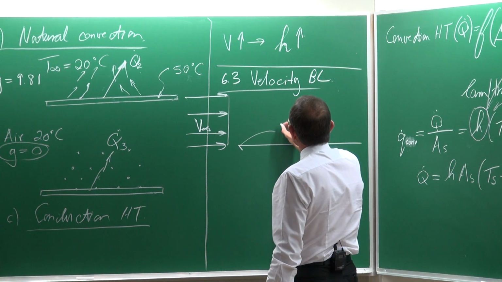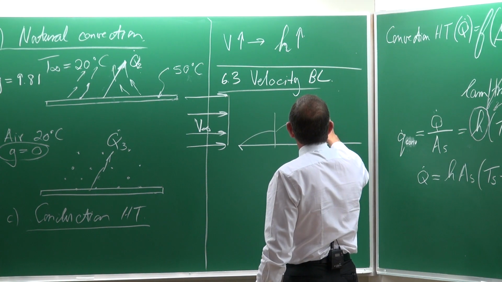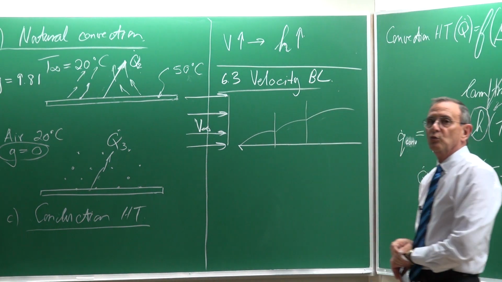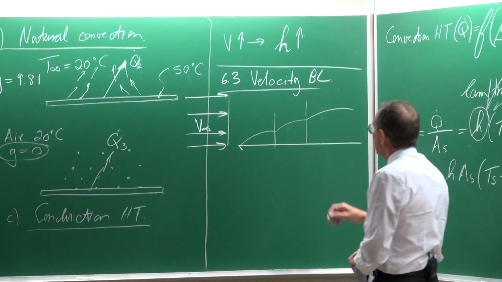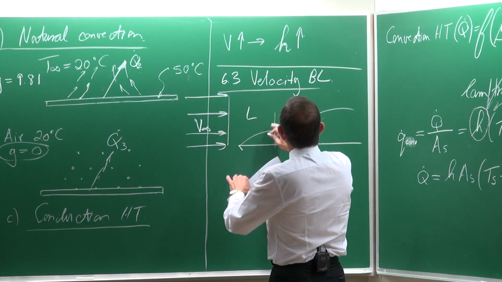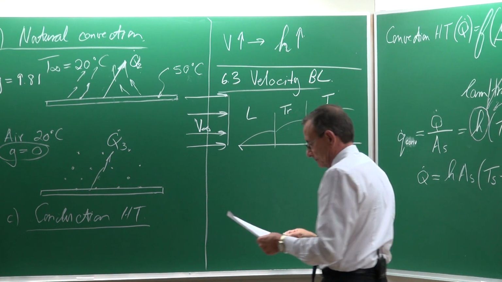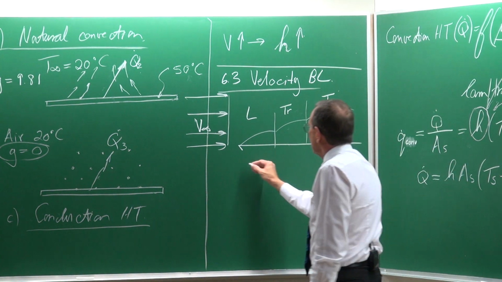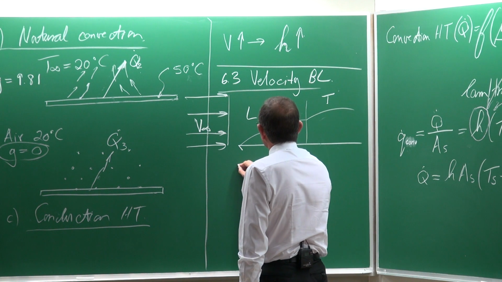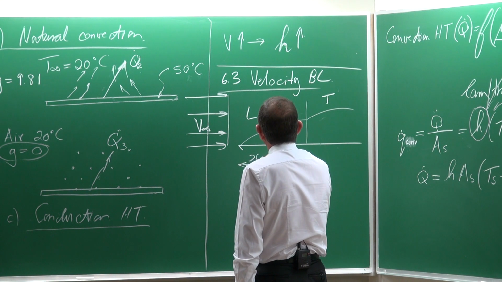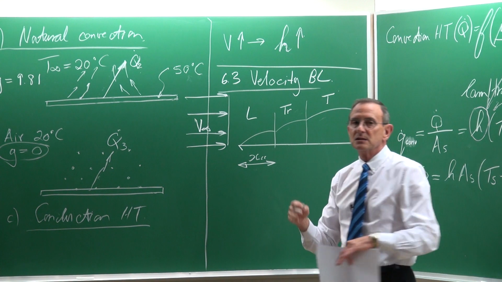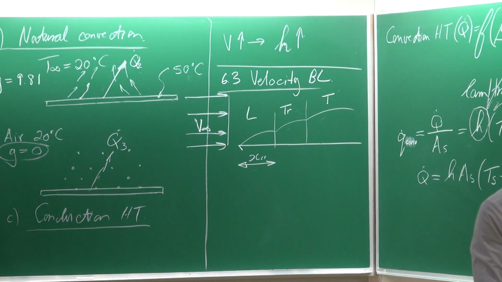And on this plate, we are going to have 3 different zones with different characteristics. There's going to be a laminar part, there's going to be a turbulent part, and there's going to be a transition part. And this distance is called the critical distance, XCR, and that is the distance from where the flow would start changing from laminar flow to transitional flow.